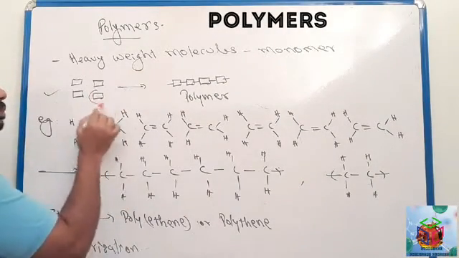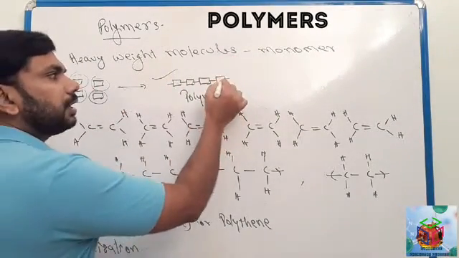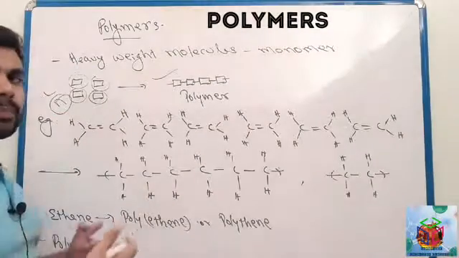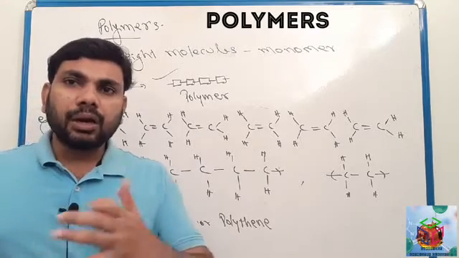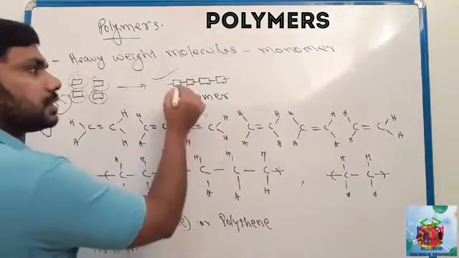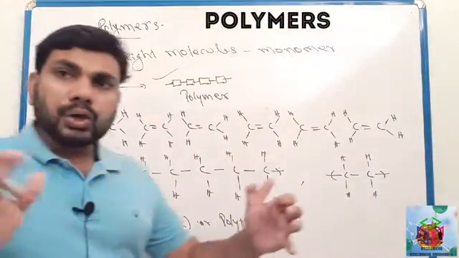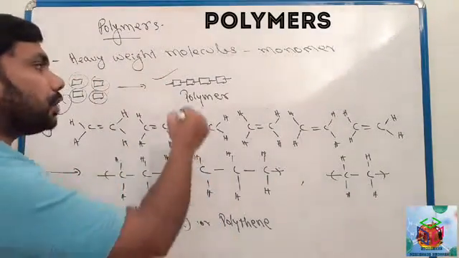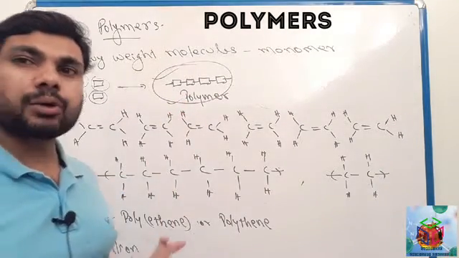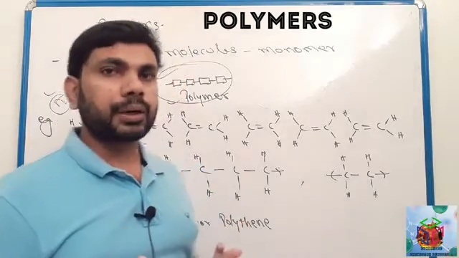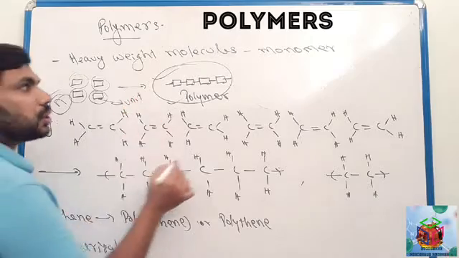See here, many small units join to form a long chain molecule. Here, n represents 100 or 1000 or a million small units joining to form a long, unlimited molecule. See here, this chain continues over here, also over here. Then a long chain molecule is formed. This long chain molecule formed is called a polymer, or you can say macromolecule. One of the single units, this single unit, is called a monomer.